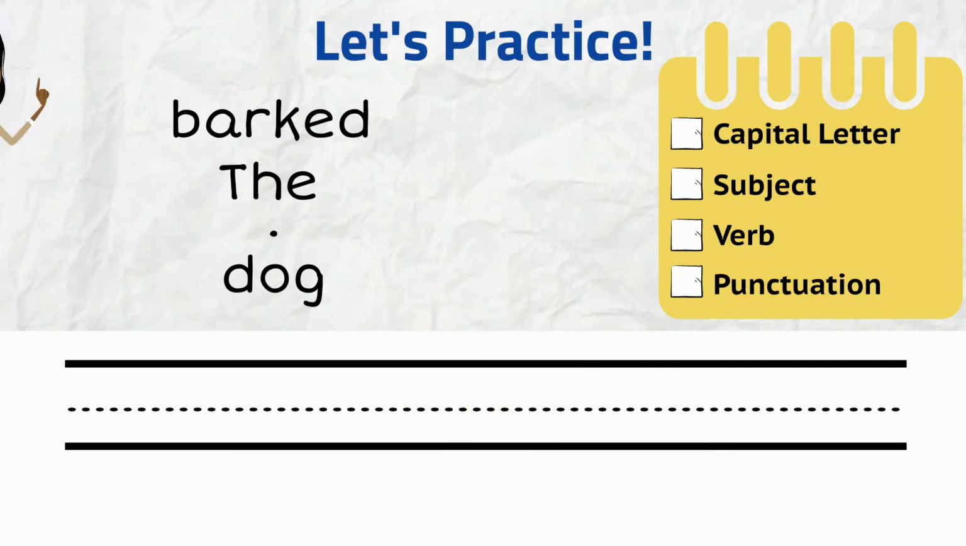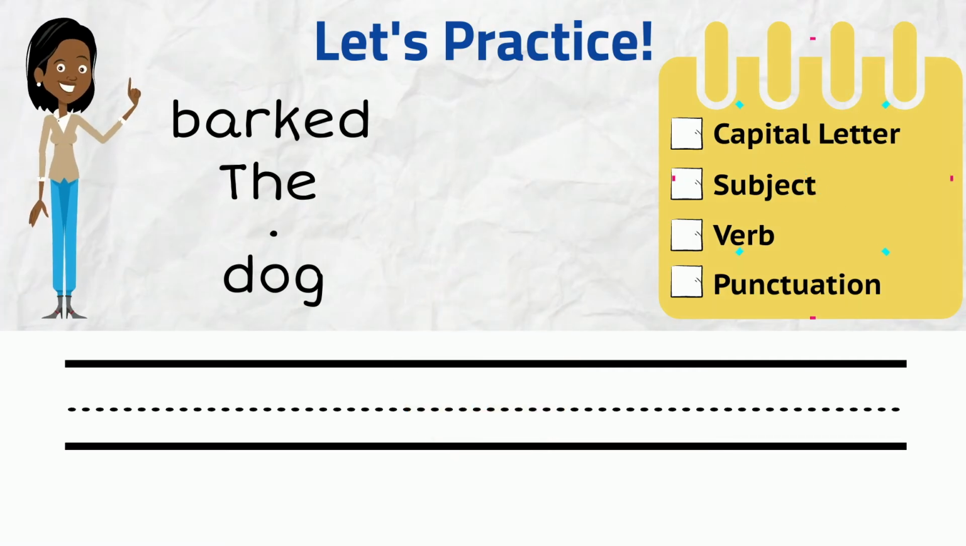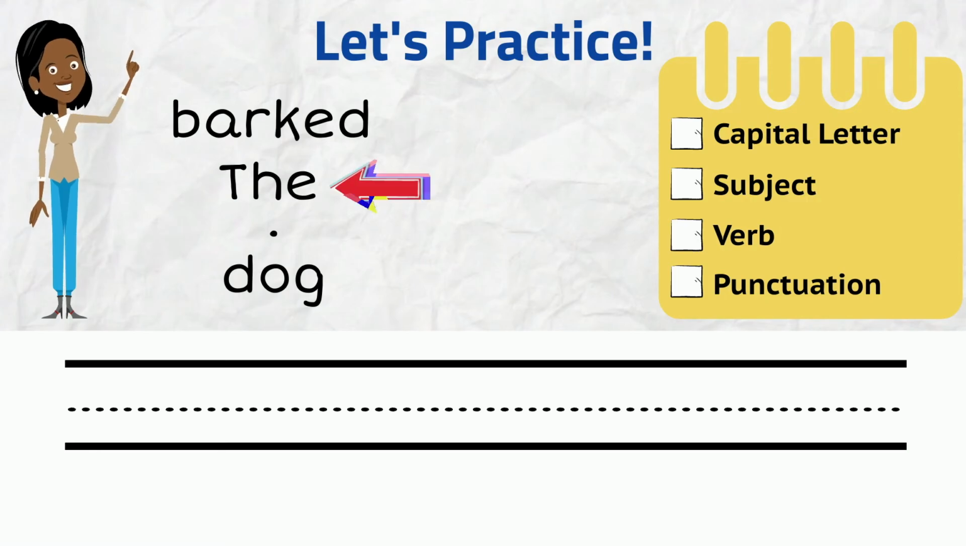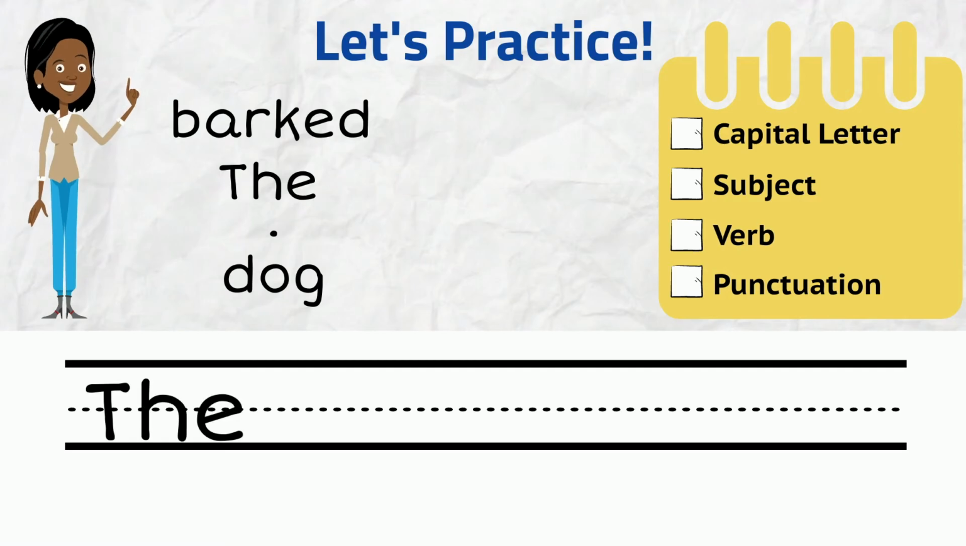All right, let's take a look at our checklist. The first part of the sentence should be a capital letter. Which word has a capital letter? The word the starts with a capital letter. I will write that word at the beginning of my sentence.